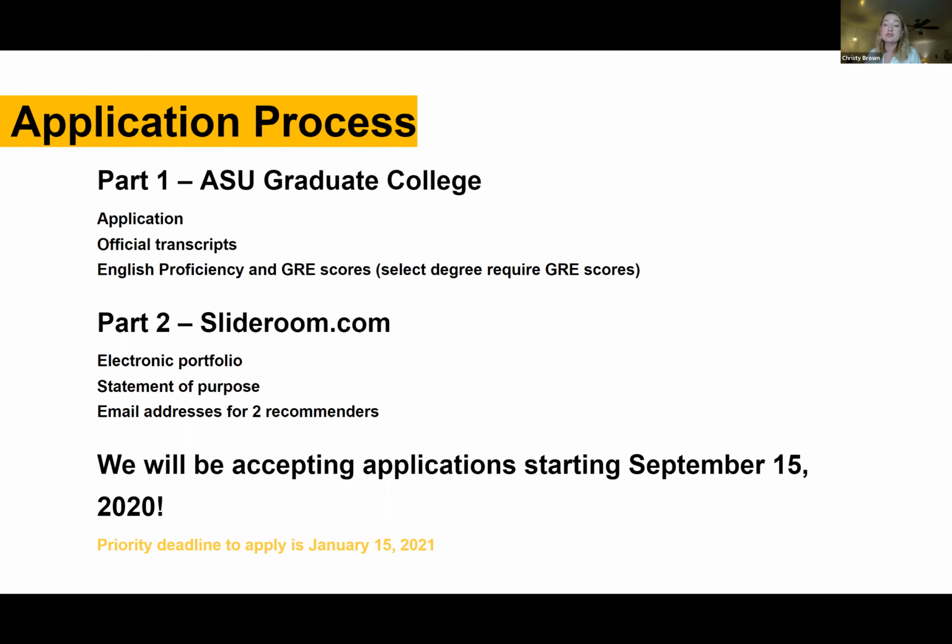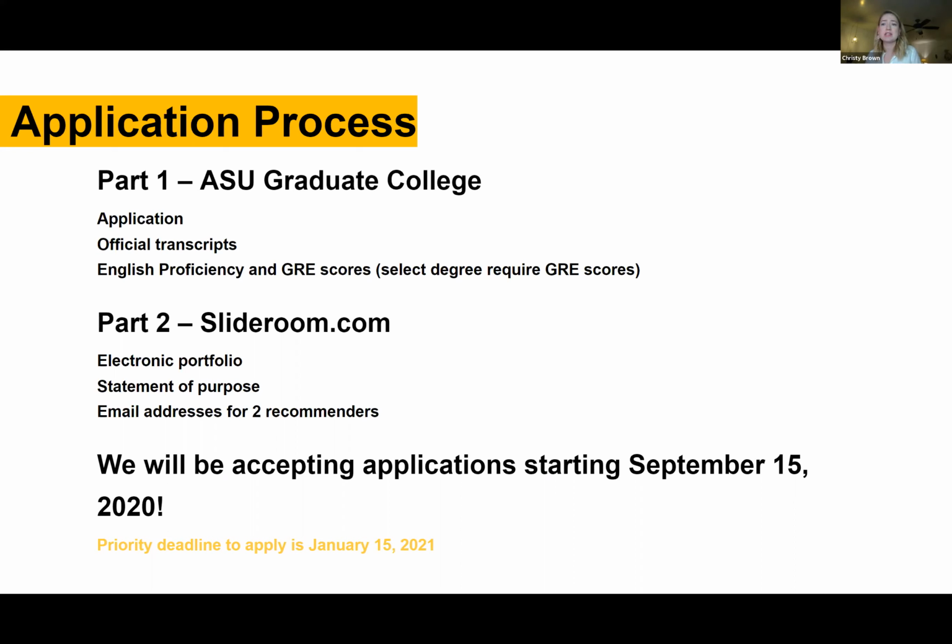And then international students will have to submit proof of English proficiency, and GRE scores are only required for select programs. That's the Master of Science in Architecture program and the PhD. The other application, the SlideRoom application, is more specific to the design school.